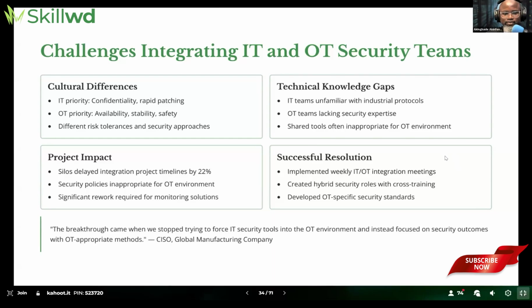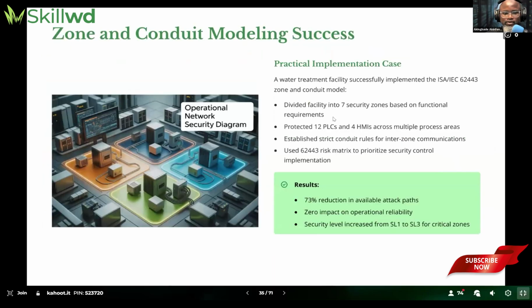Zone and conduit modeling example. In this case, it was an example of a water treatment facility that implemented ISA 62443. They divided their facility into 7 security zones based on the functional requirements of the facility, and it protected 12 programmable logic controllers, which are the machines that are attached to your robotics or any of your industrial machines.